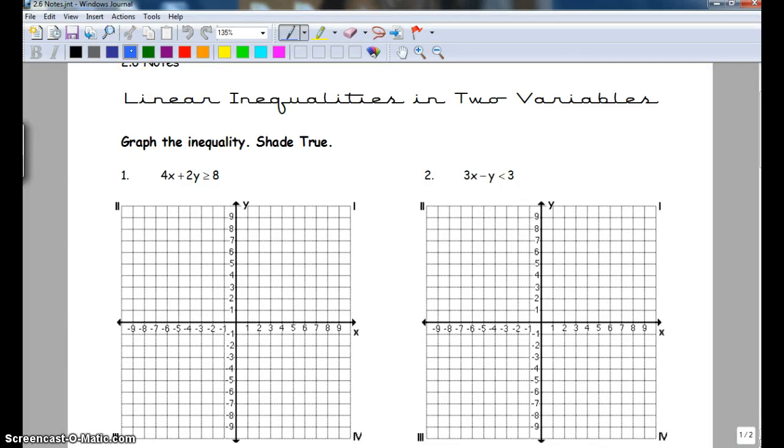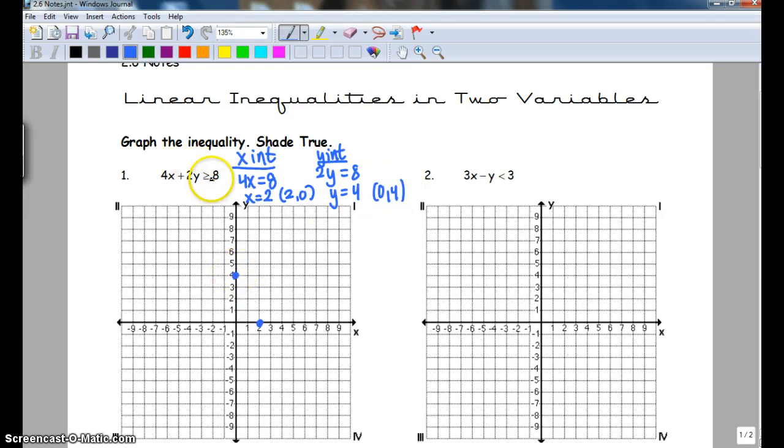So what we're going to do is graph the inequality, and we're going to shade true. For this first one, I'm going to graph the inequality using the intercepts method. My x-intercept would be when y is 0. For now, I'm just going to use an equal sign to find my intercepts. So I should get 2, which is 2, 0. My y-intercept, x would be 0. So when I solve, I should get 4, or 0, 4.